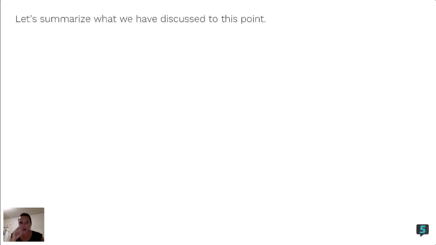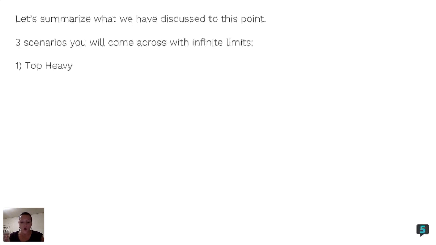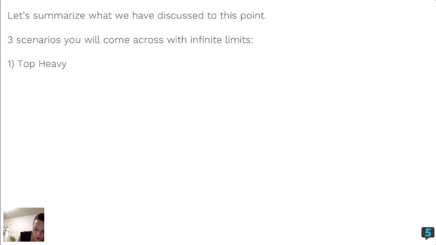Okay, let's go back and talk about those 3 scenarios we came across again. We talked about when it was top heavy that my limit would go to positive or negative infinity. If my limit goes to positive or negative infinity, we are going to find in those instances that there is no horizontal asymptote.